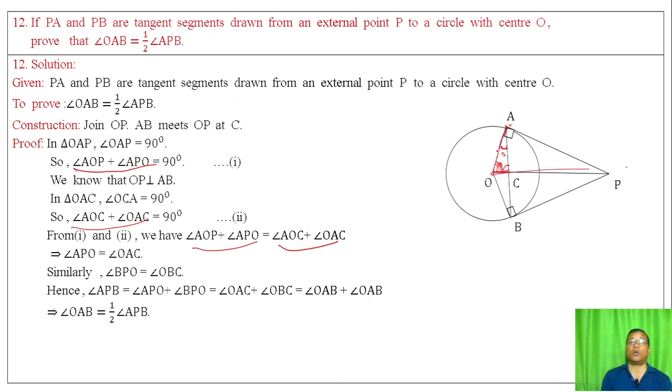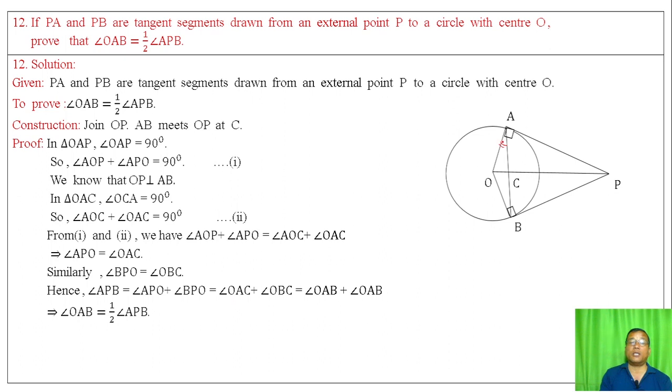angle AOC. So we get this angle APO equal to angle OAC. Similarly, angle BPO is equal to angle OBC. Hence, angle APB is equal to angle APO plus angle BPO. Angle APO is equal to angle OAC. Angle BPO is equal to angle OBC.